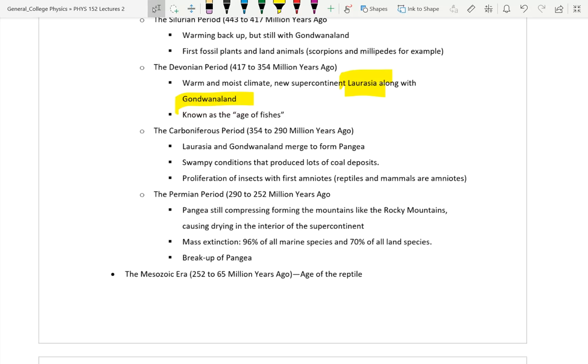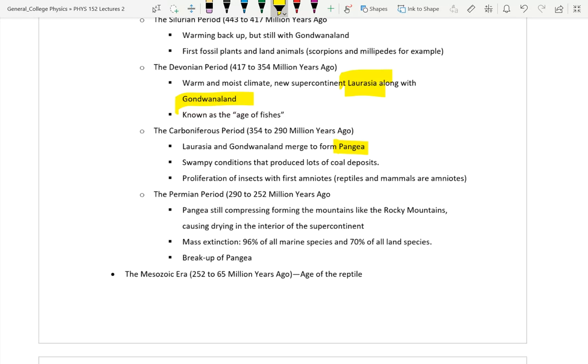Then the Carboniferous, remember that's got lots of coal deposits. The Carboniferous was kind of a swampy era. And you have Laurasia and Gondwana land merged to form Pangaea. So now we have the supercontinent that everybody talks about.